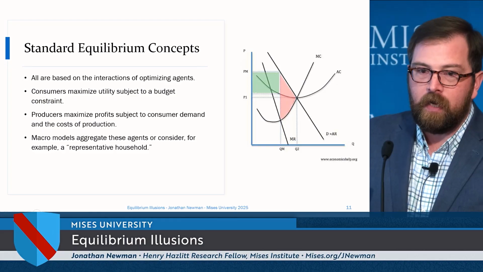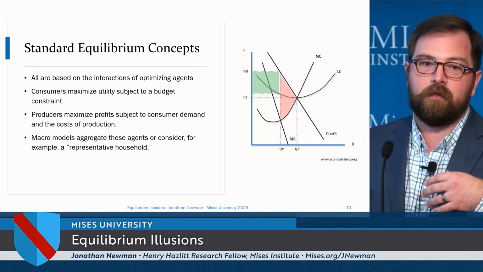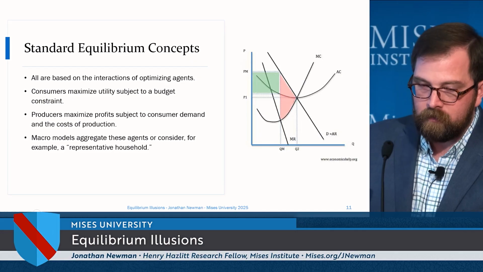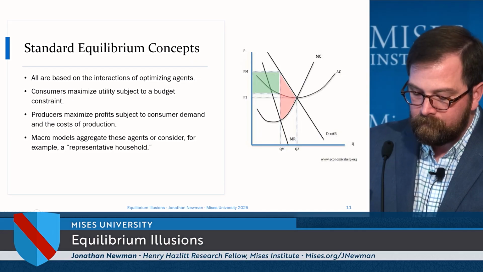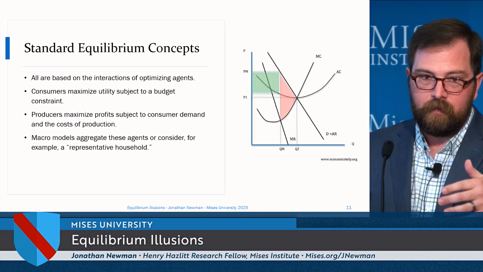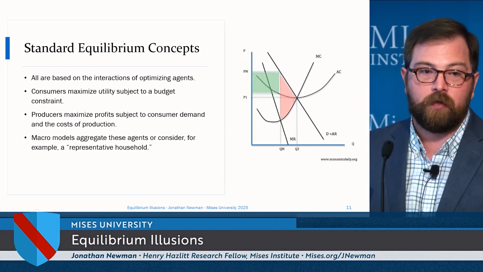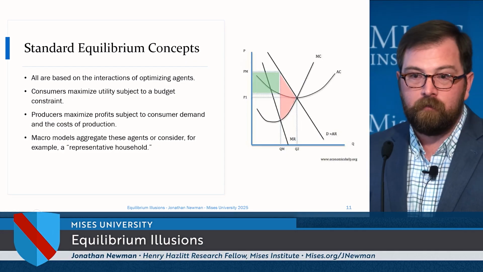So all of those are based on interactions of optimizing agents. They consider agents as utility maximizers, or in the case of firms, profit maximizers, in a mathematical sort of way. And then for the macro models, they just say that they take a representative household, or one particular consumer that represents all consumers, or a representative firm, for example.